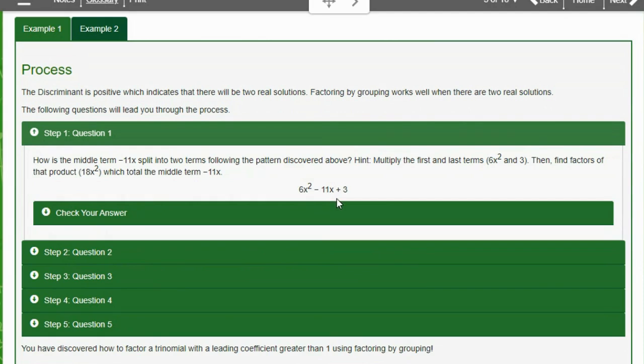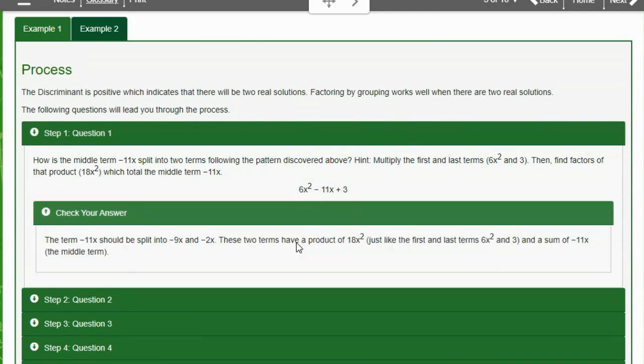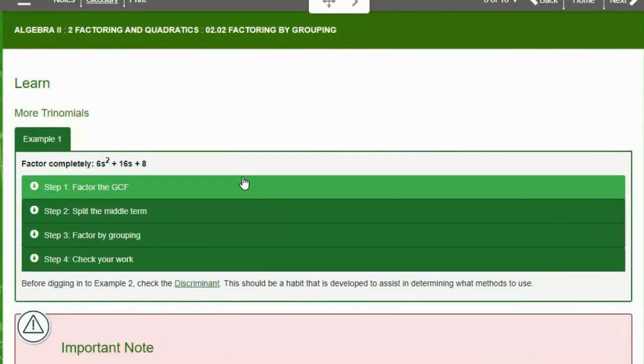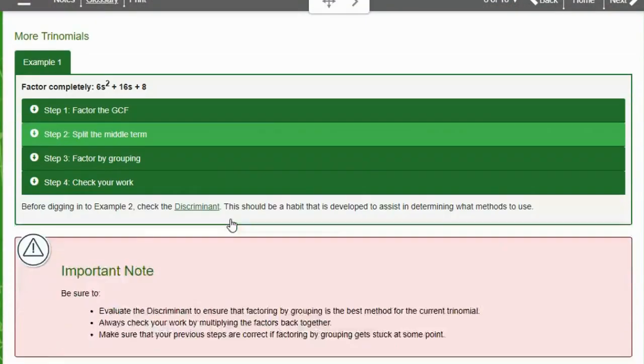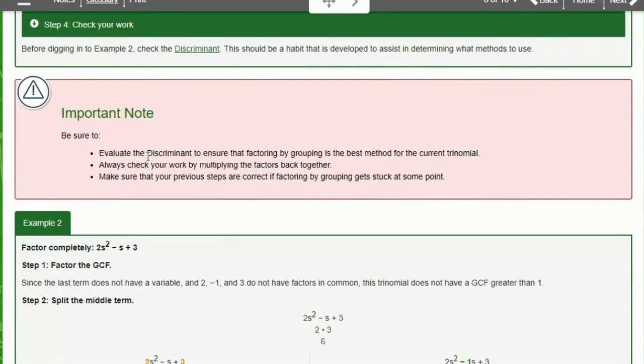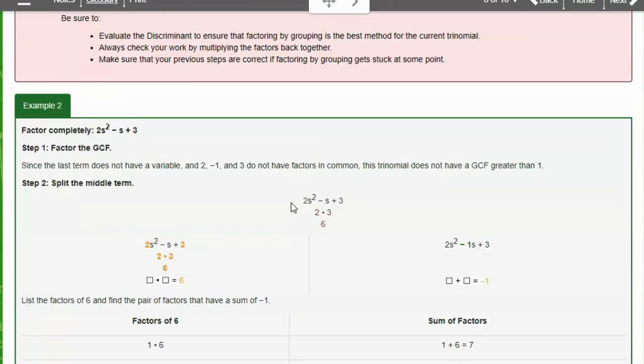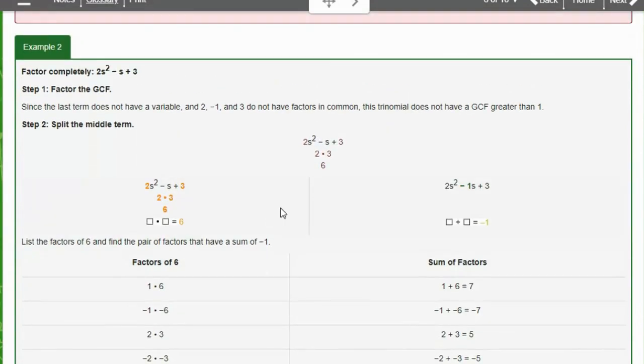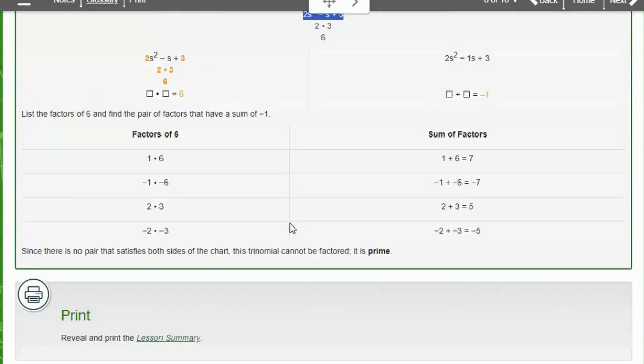6x squared minus 11x plus 3. You can factor that. You can use a quadratic formula if you need to. All right, but you can always use that discriminant to tell if factoring is best or if I need to use the quadratic formula. Factor the greatest common factor when possible. And this one's a prime. There wasn't any factoring to do.